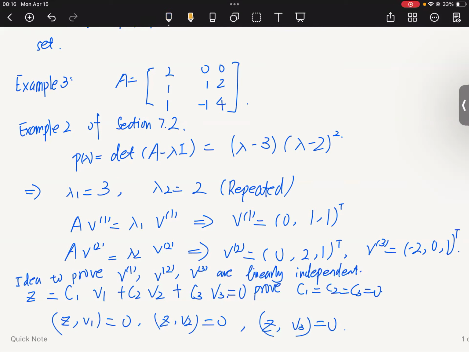So this is the example where 2 vectors correspond to the same eigenvalue, but this set of vectors is still linearly independent. If we collect these linearly independent vectors together, they can form a basis of the three-dimensional space, because they are linearly independent and we have three vectors here, so they can form a basis of R3.